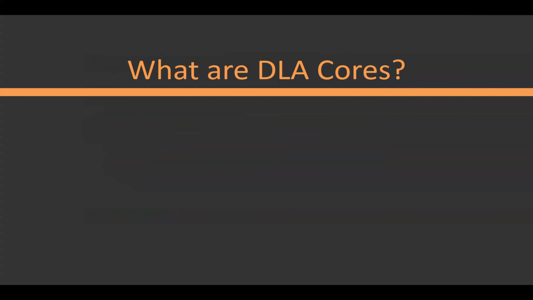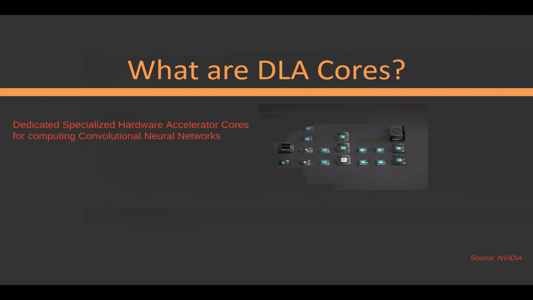Moving on to what exactly are DLA cores. Well, DLA is a dedicated specialized hardware accelerator core which is available on board for NVIDIA Jetson devices and is generally used for computing convolutional neural networks, as this hardware device is actually hardwired for solving convolutional neural networks.